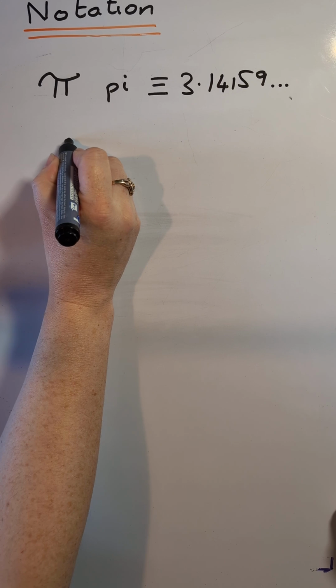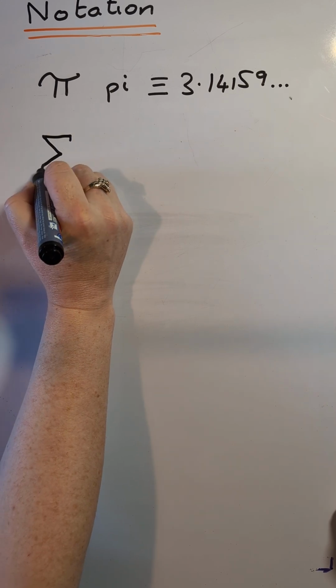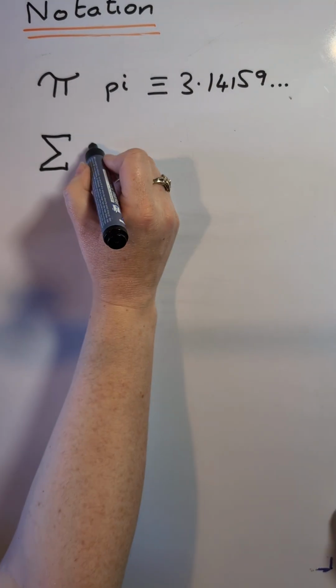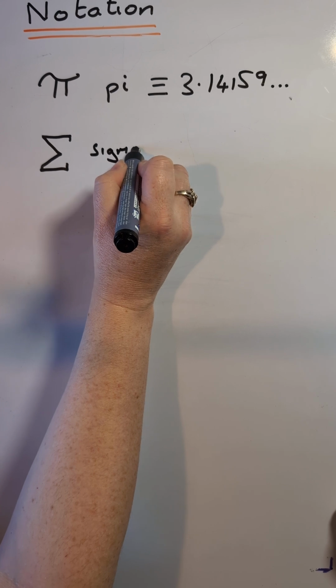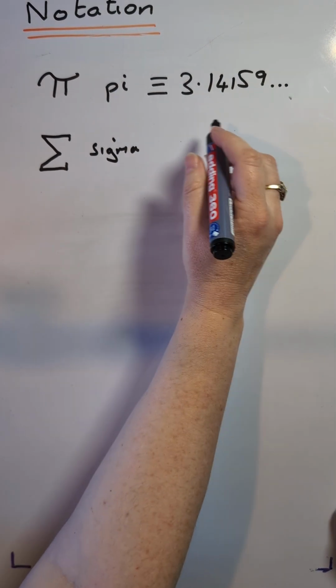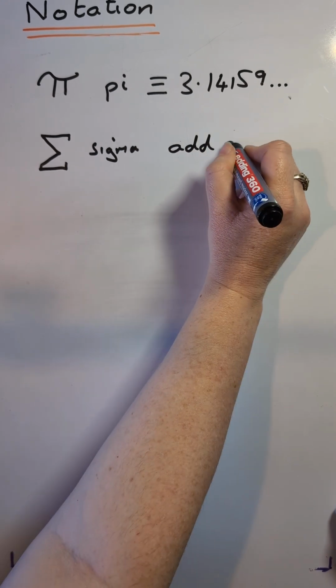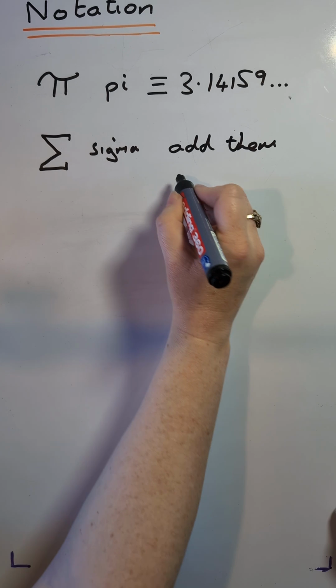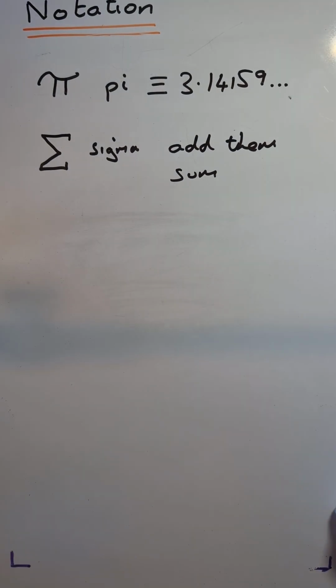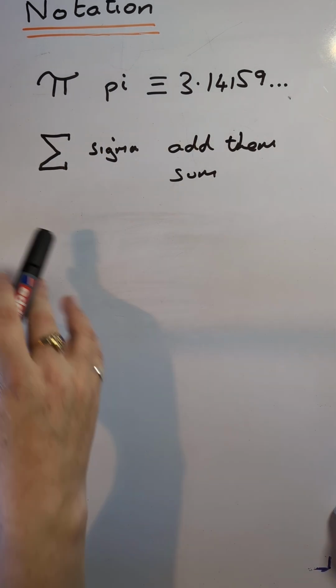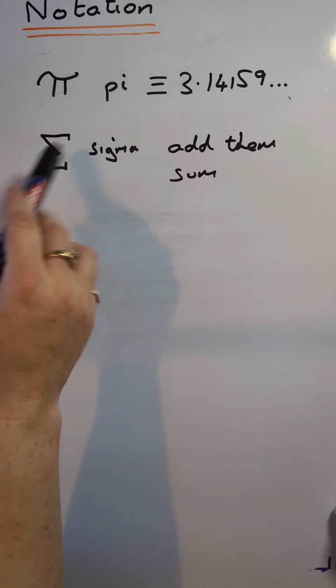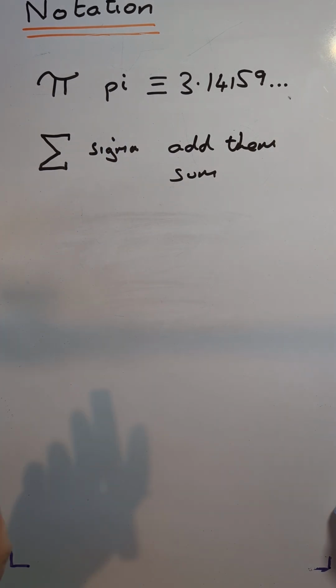Another one you might have come across, if you have used Excel a lot, is sigma. Sigma means add them up, or sum of. Another one you might have come across, there's a lot we can do with sigma, and the more maths you get into, the more you see there's more you can do with it. But the general is, it just means add up.